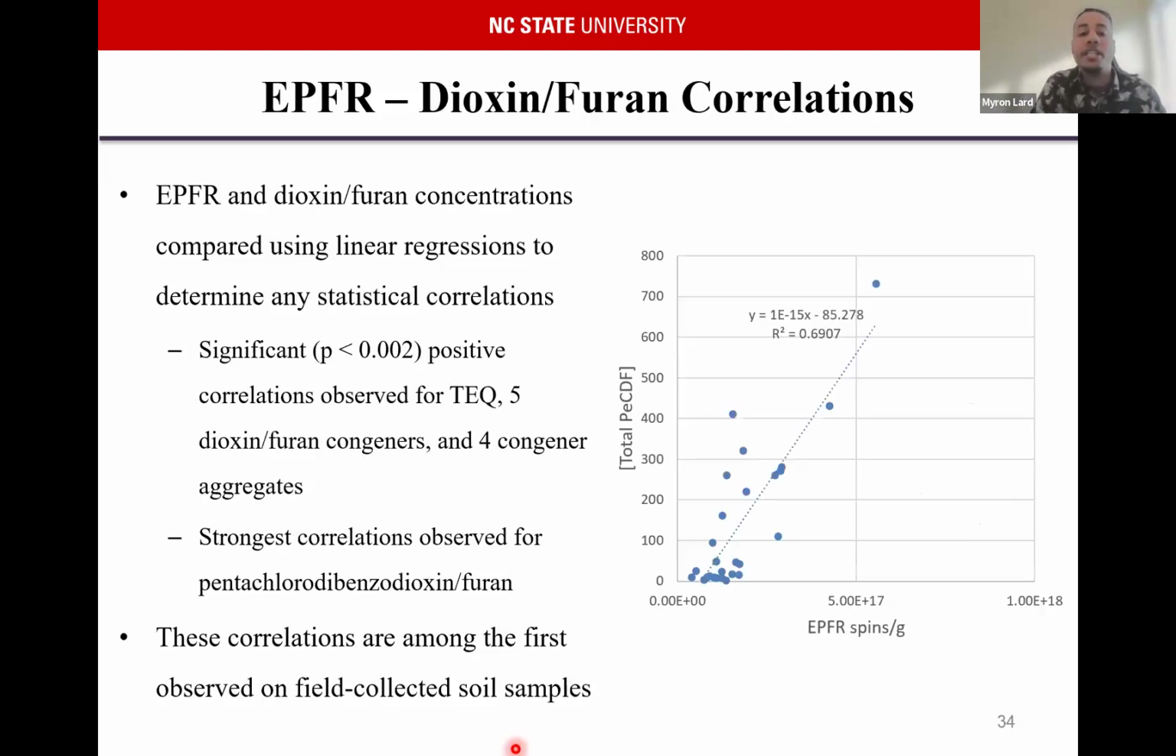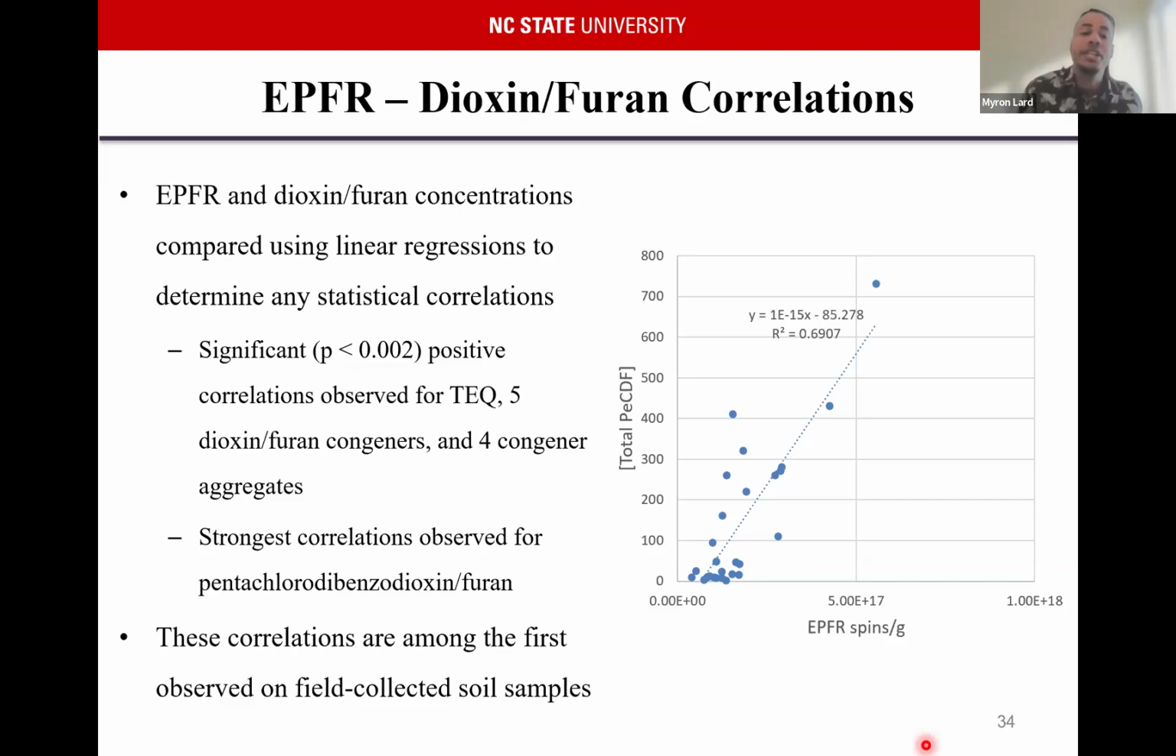So what we did with our East Palestine study is we compared our EPFR concentrations and our dioxin concentrations using linear regression to see if we could determine some statistical correlation. And we found significant positive correlations for the toxic equivalency factor, or the toxic equivalency value, 5 dioxin furan congeners, and for the congener aggregates. So this suggests that there is a connection between EPFRs and the dioxins and furans that we were measuring as well.